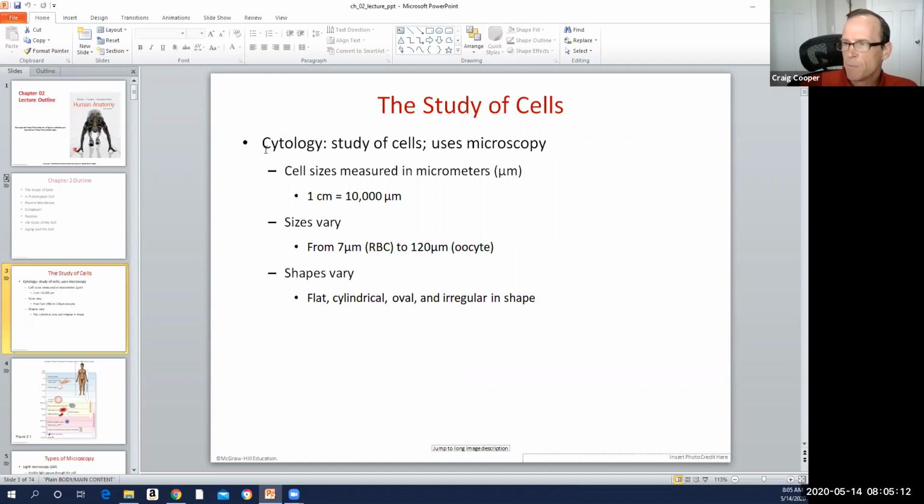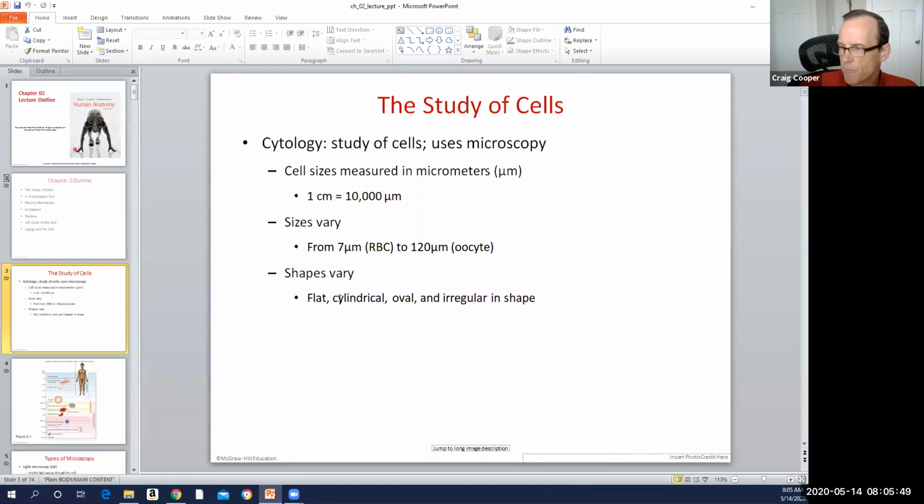The prefix cyto just means cell. So anytime you see cyto, you should be thinking that it has to do with the cell in some way. So cytology, study of cells. Cells are itty bitty things for the most part. We do have some cells in the body that are pretty big, and so we'll look at a graphical representation of how these different cells relate. But most of our cells are going to be really small. You can't see them with the naked eye. We need some sort of amplification where we can magnify it and see things a little bit easier.